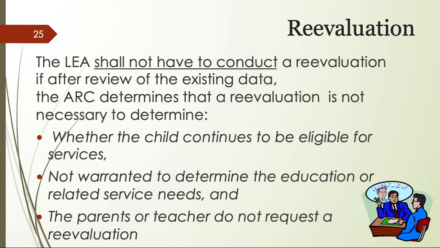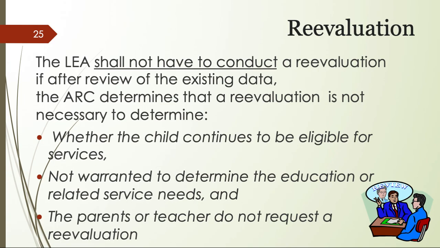The local education agency shall not have to conduct a reevaluation if, after review of the existing data, the ARC determines that a reevaluation is not necessary to determine whether the child continues to be eligible for services, that it's not warranted to determine the education or related service needs, and the parents or teacher do not request a reevaluation. All existing data and current progress monitoring data must be documented. The ARC can review this documentation and determine no further testing is needed to determine eligibility.